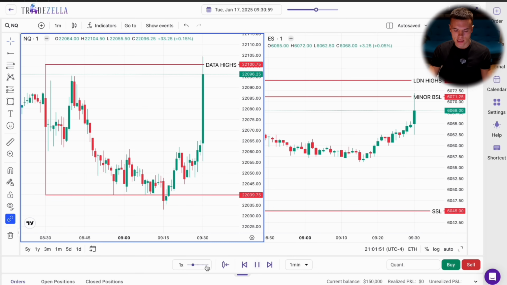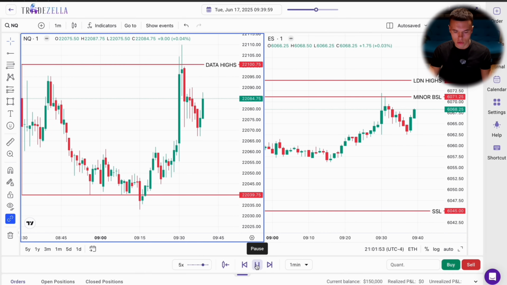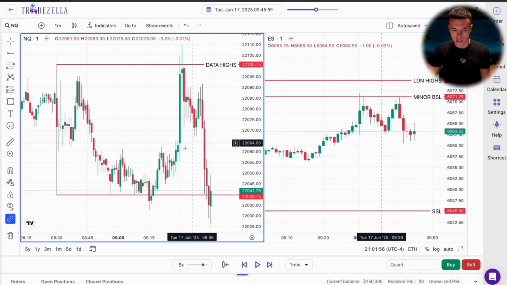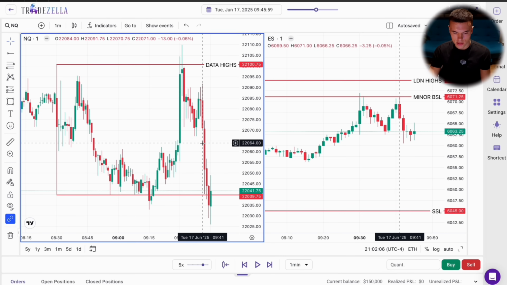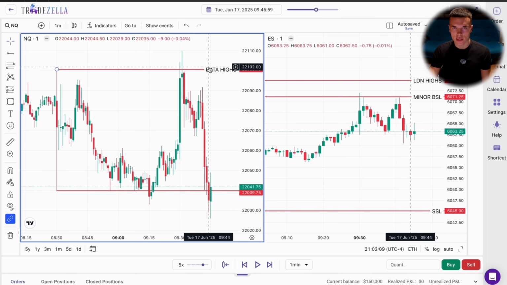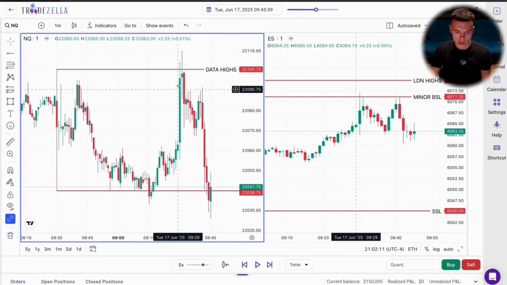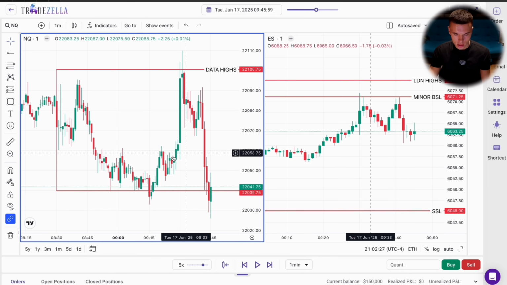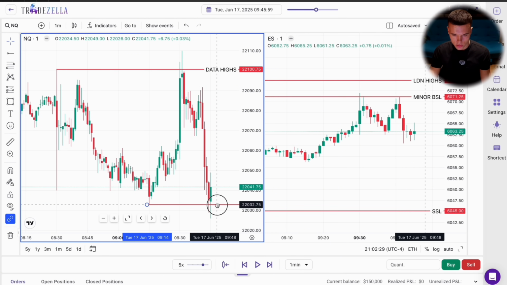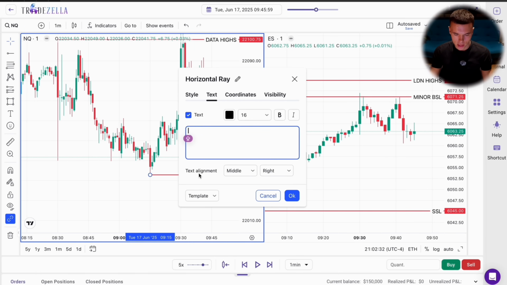As price takes key levels, you want to reevaluate your bias, of course. Okay, so what we've actually seen here at the New York Open is a Judas swing. Price has gone immediately for data highs and then traded back to the New York Open price, which you can see here. So we've swept data highs with our overall bullish bias being the overall draw for price. We've swept data highs prior to the first day macro at 9:45 a.m. Now price has come back towards minor sell side and swept minor sell side.